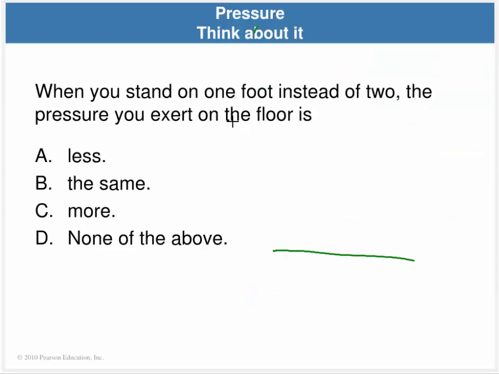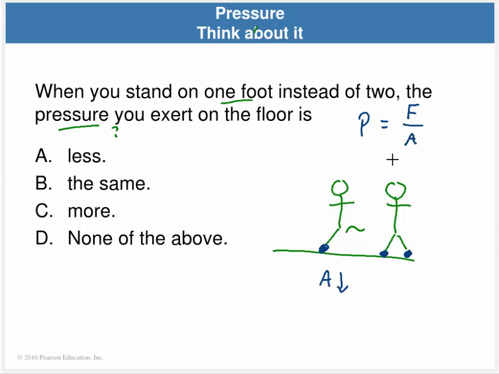So now let's come back to my question. If we stand on 1 foot rather than 2 feet, then we know that the force we apply is going to be the same. How about the pressure that we exert? Taking a look at this guy's foot versus this guy's 2 feet, I would say that the area is less for this guy. Since pressure is equal to force divided by area, as I divide by a smaller number, I would expect the pressure to go up, so there's going to be more pressure exerted by this guy than by that guy.